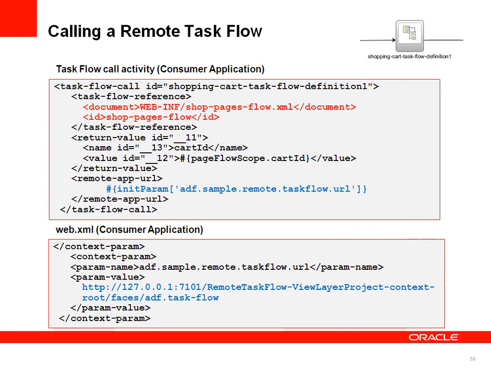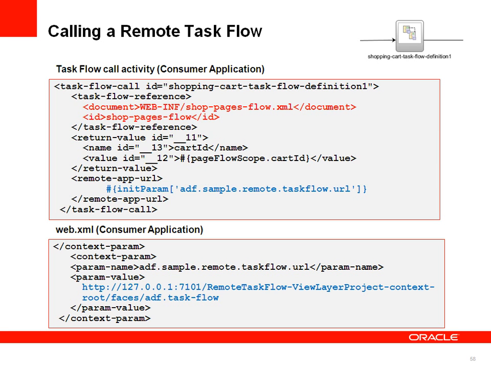Here's an example of how the task flow call activity definition looks. So what we see here is there's a task flow call activity, and this has a task flow reference, and this task flow reference contains the WEB-INF/ and then the name of the bounded task flow document to call, and it contains the document ID that we're referencing.